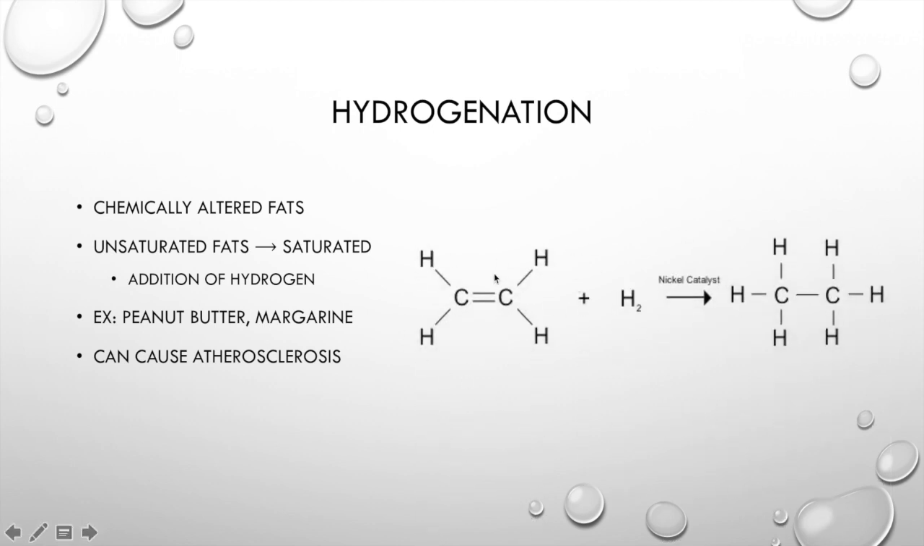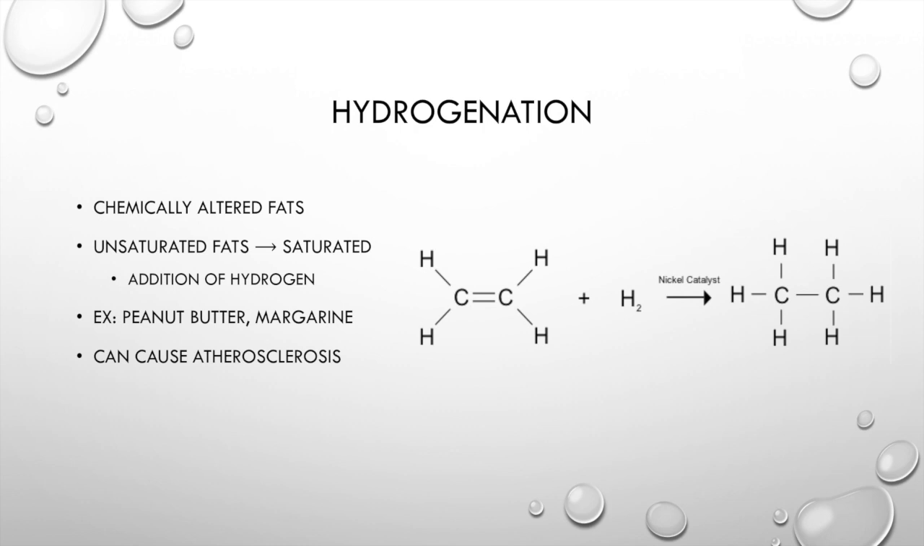So here we have an unsaturated fat with the double bond. The addition of hydrogen allows this double bond to be broken, and those bonds are replaced with hydrogens. So instead of there being a double bond, this carbon will now bond to this hydrogen, and this carbon will bond to this hydrogen, and it's going to form a saturated fatty acid.